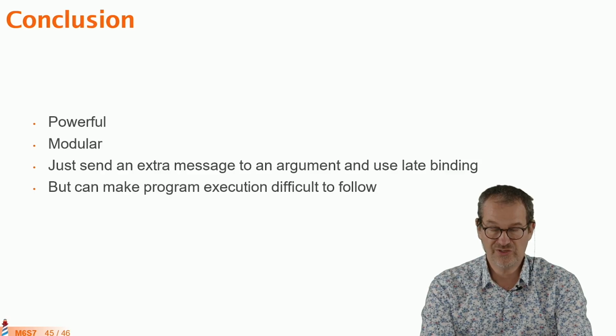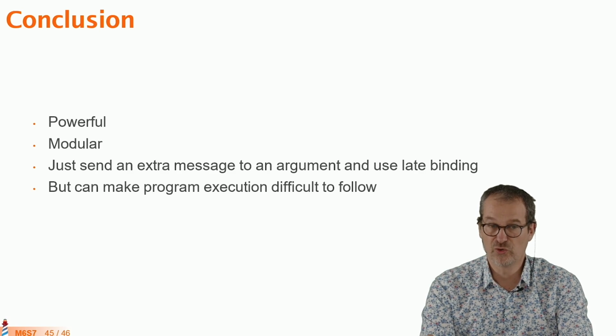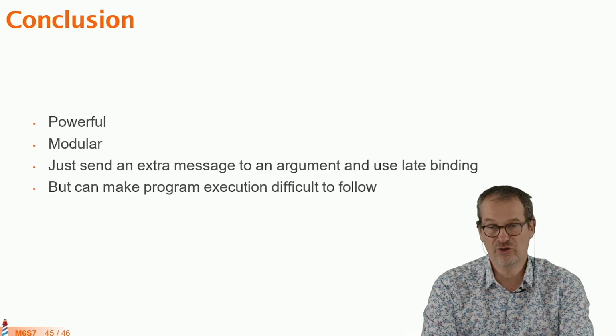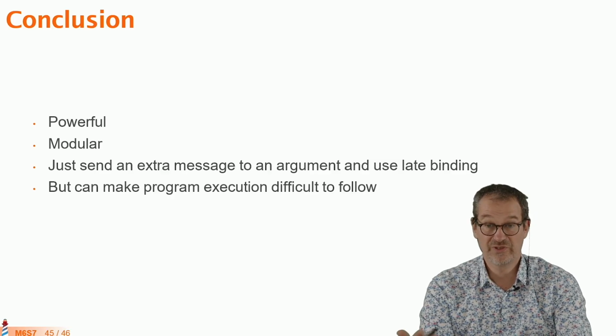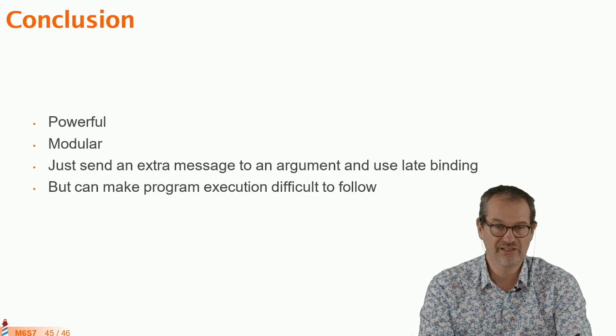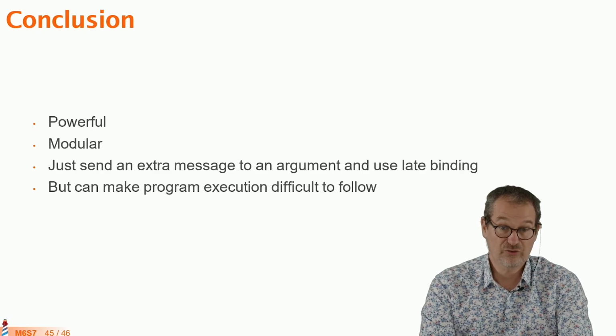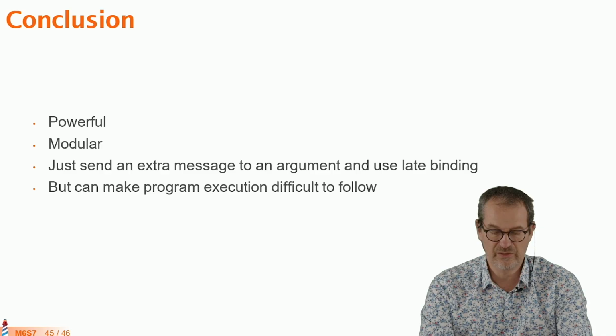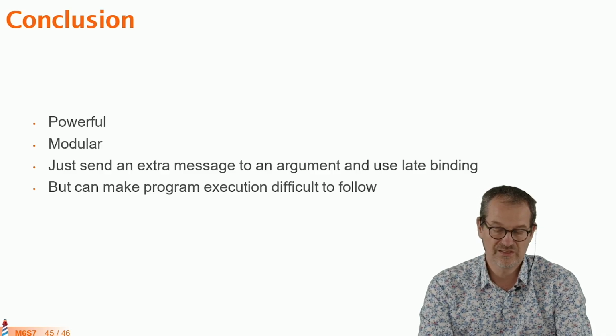Now what you should pay attention to is that if you use double dispatch, you can make the program execution a bit difficult to follow for people when they are debugging or things like that, because suddenly another object can receive a message that you were not expecting, because at runtime it happened. But when you read the code, especially when you have a dynamically typed language, this may not be obvious. You should pay attention that this is potentially a drawback of the solution.